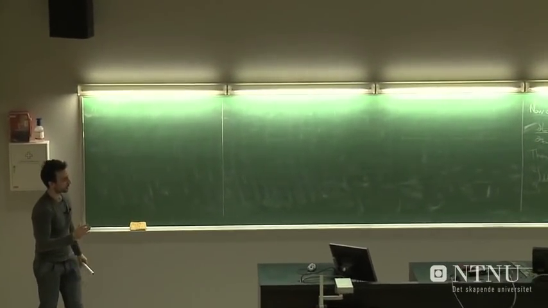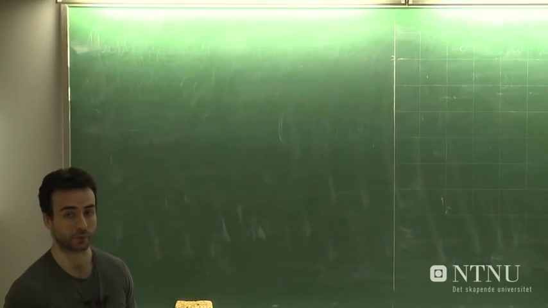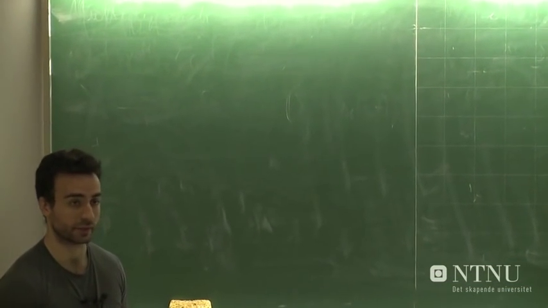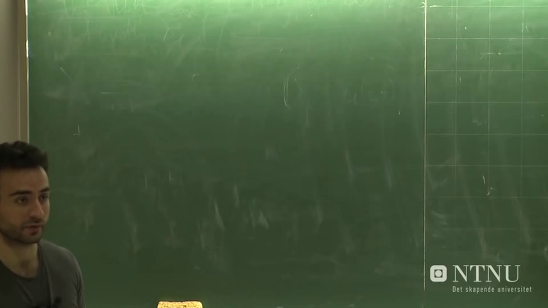Okay, so let's try to get an overview of how many unknowns we actually have. How many equations do we have? How many unknowns do we have? Is it possible to solve this system?